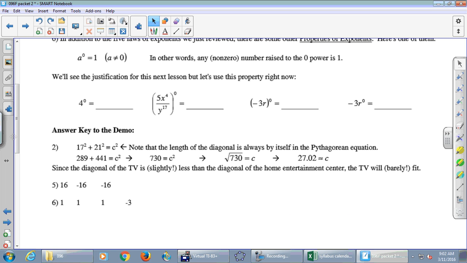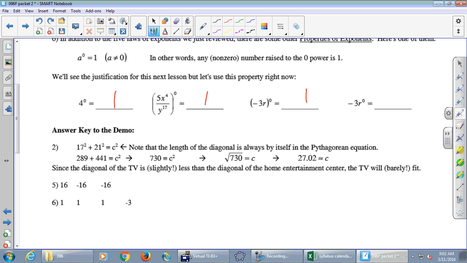Okay, so in the first blank, 4 to the 0 equals 1. All right. 5x to the 4 over y to the 17 all to the 0 is 1. Don't be distracted by trying to apply other properties from the table on the previous page. Just anything to the 0 is 1. Negative 3r to the 0 is 1. Negative 3r to the 0 is, it's not 1. It's negative 3.